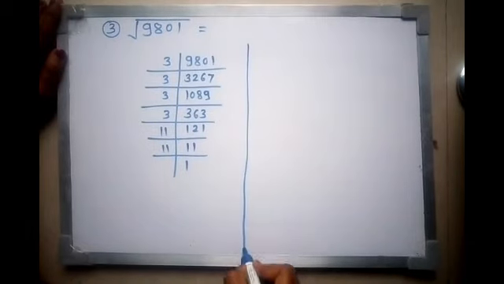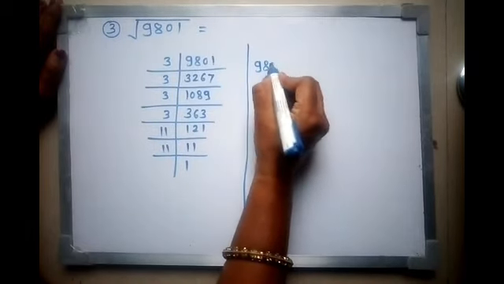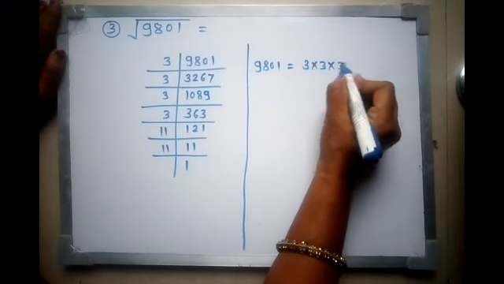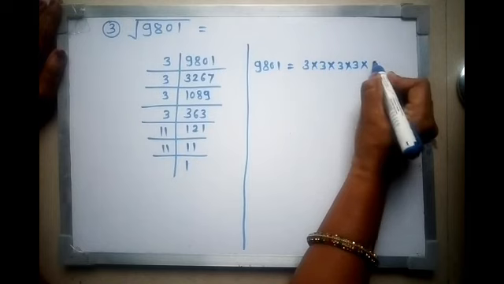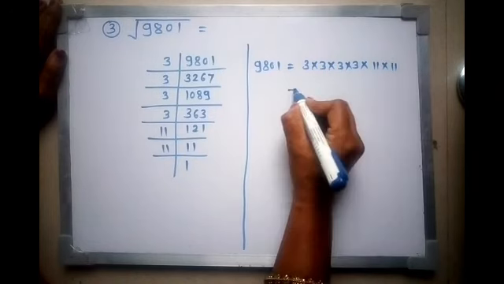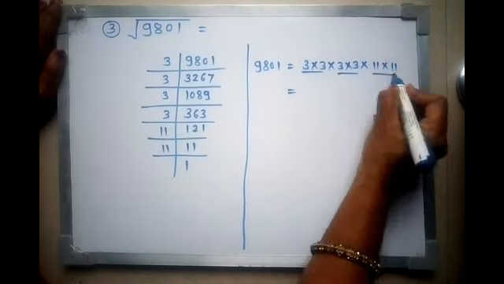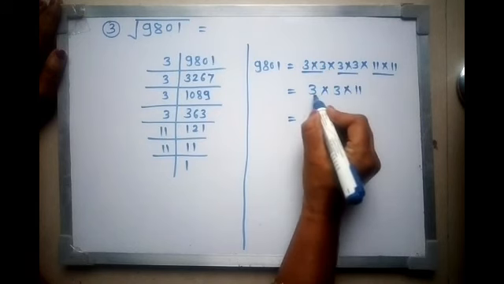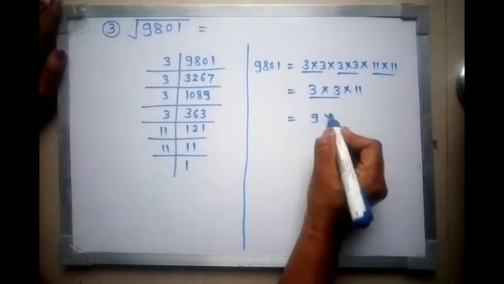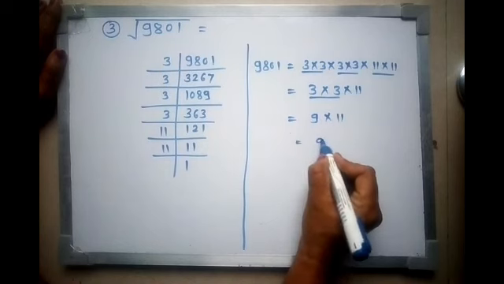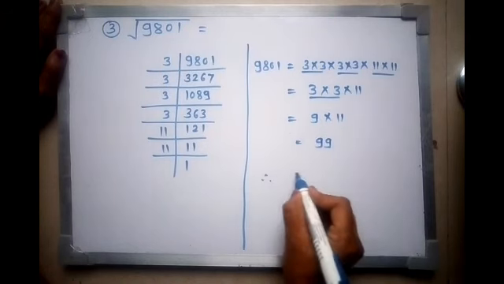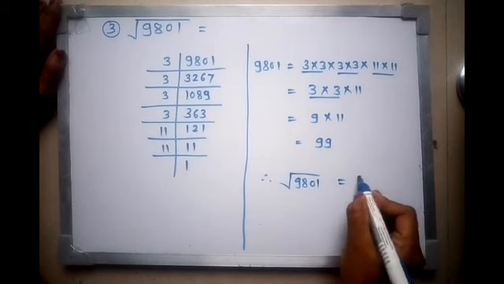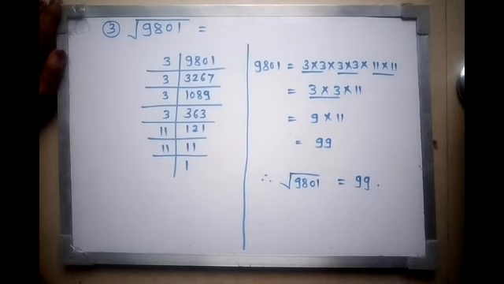All factors written down in multiplication form: 3 into 3, 3 into 3, 11 into 11. To find the square root, take one number from each pair and multiply. 3 into 3, 9 into 11, 11 9s are 99. Square root of 9801 is equal to 99.